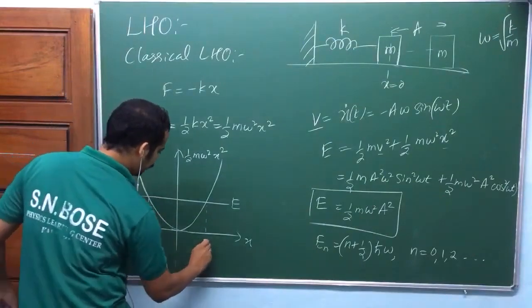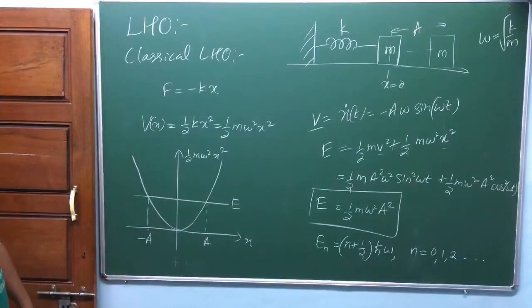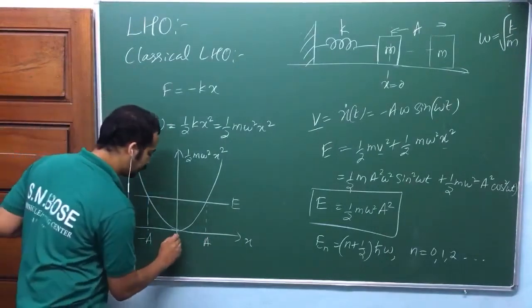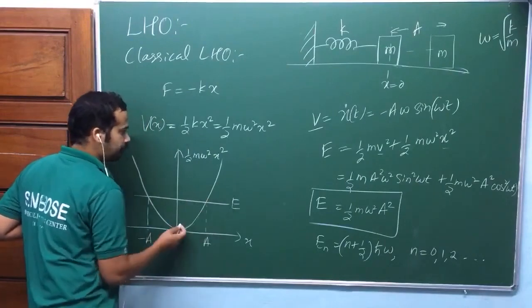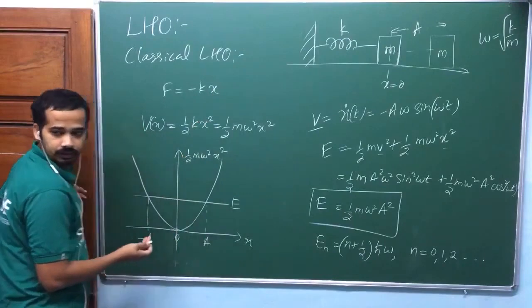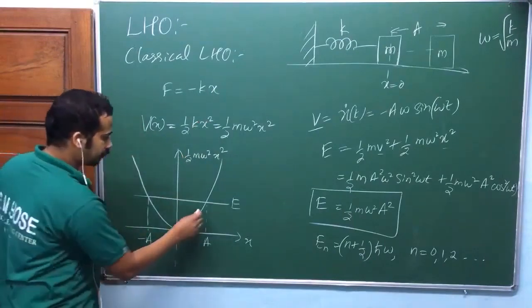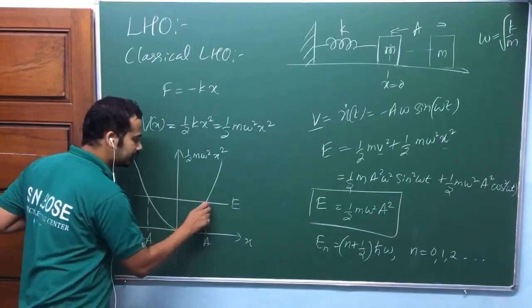So if this is A, this will be minus A. This is x equal to 0, your mean position. When x equal to 0, your force is also 0, isn't it? So this is the extreme position. Am I right? At the extreme position, energy is equal to potential energy.